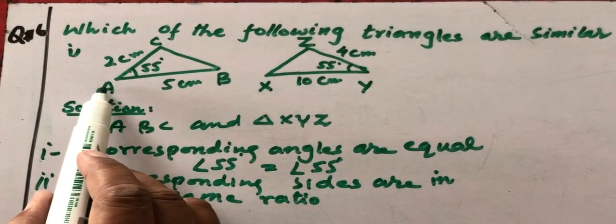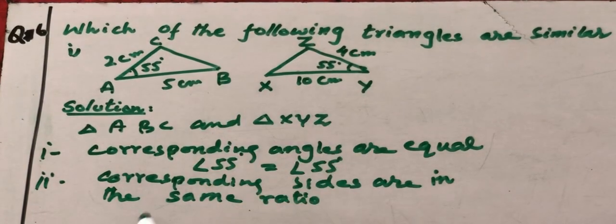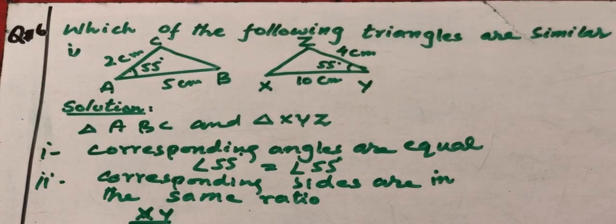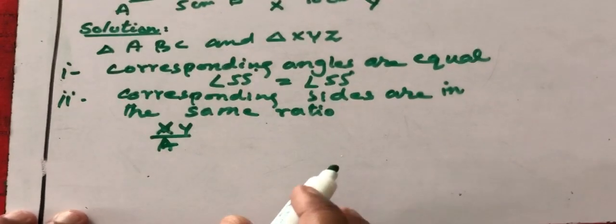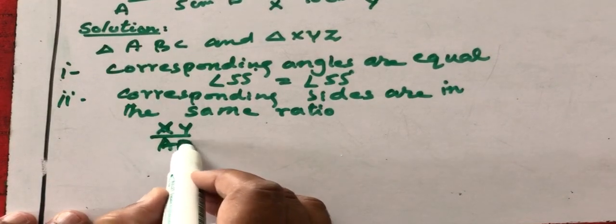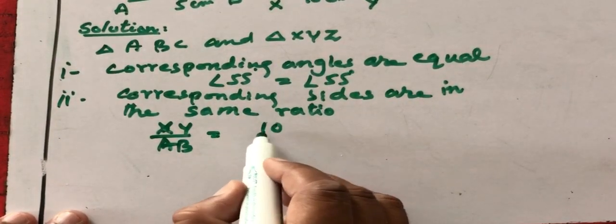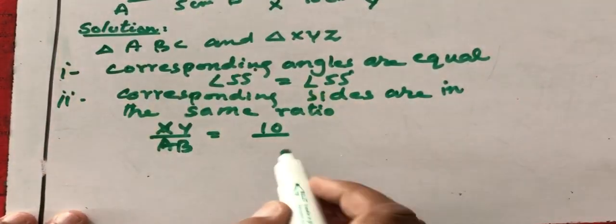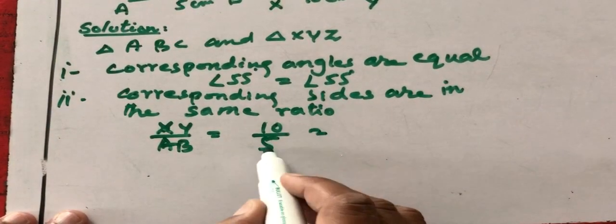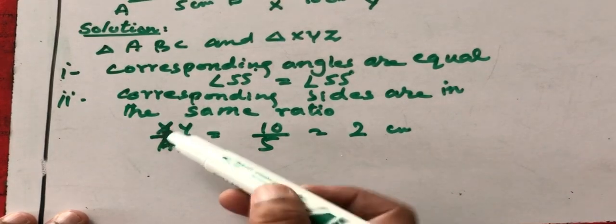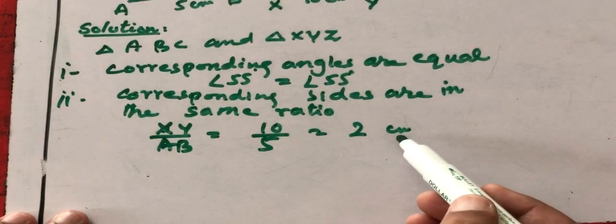So if we take the side XY, which corresponds to AB, and take the ratio between XY and AB, the side XY is equal to 10 centimeters and side AB is equal to 5 centimeters. If we divide 10 by 5, we have 2. So the ratio between these two triangles is equal to 2.